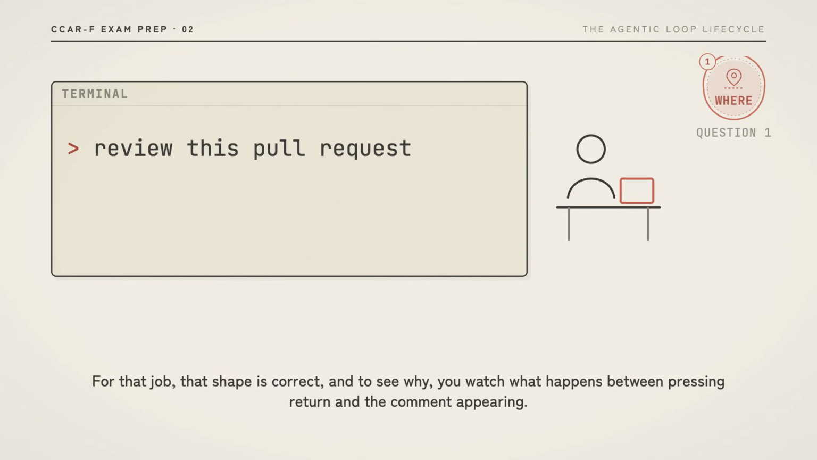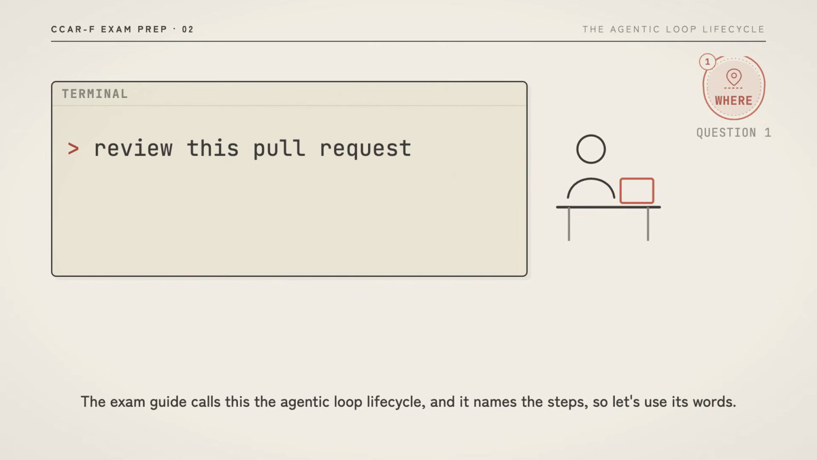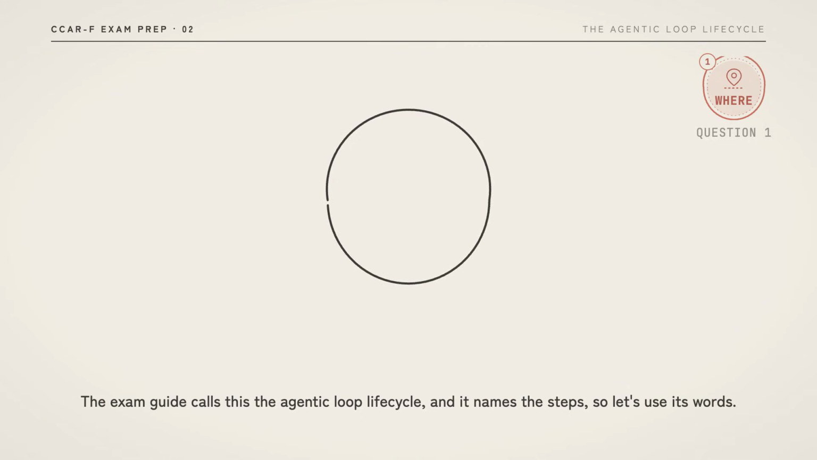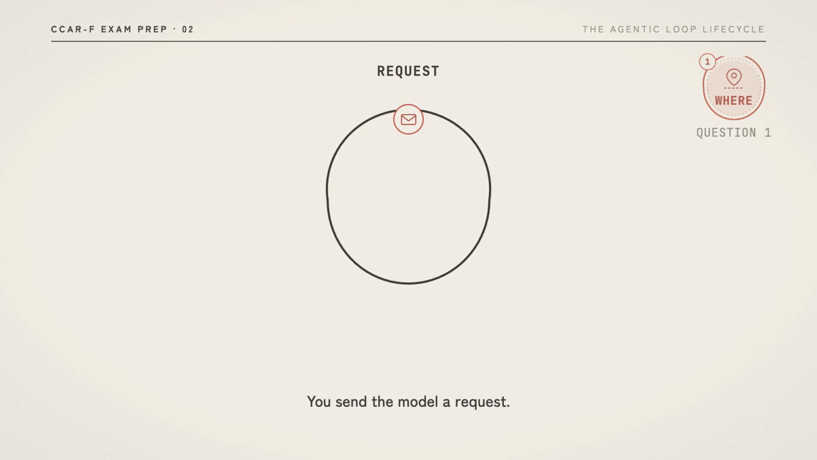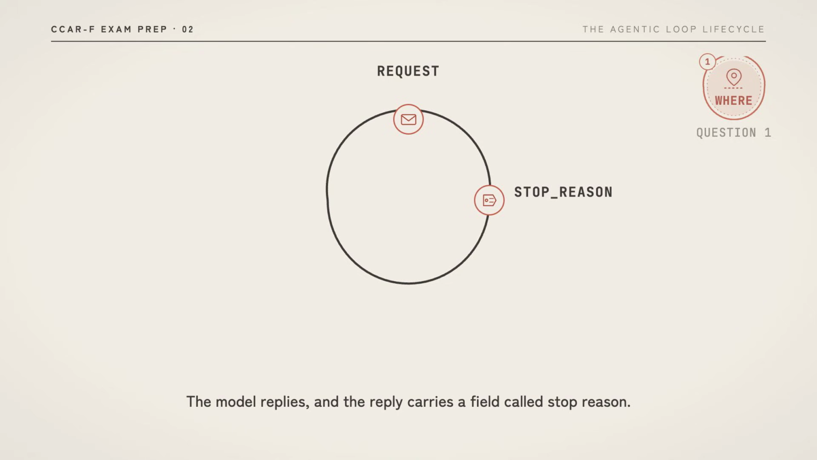For that job, that shape is correct, and to see why, you watch what happens between pressing return and the comment appearing. The exam guide calls this the agentic loop life cycle, and it names the steps. So let's use its words. You send the model a request. The model replies, and the reply carries a field called stop reason.